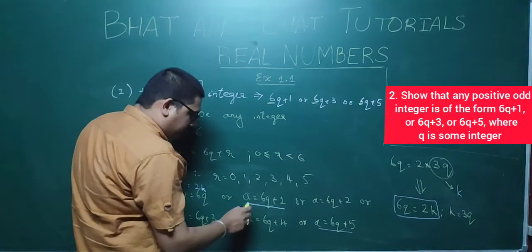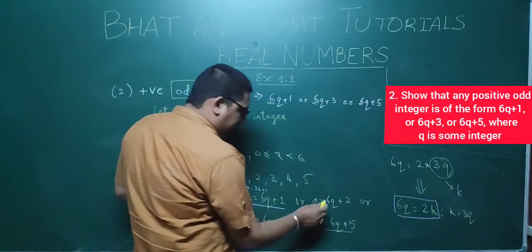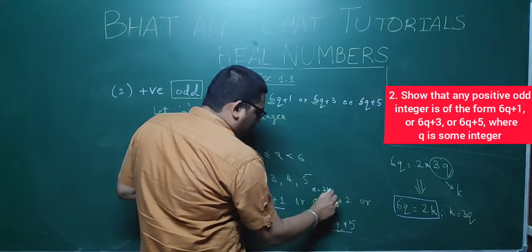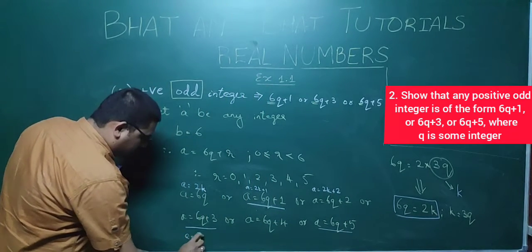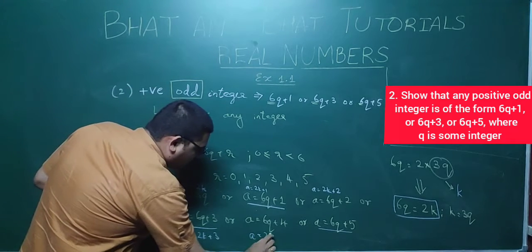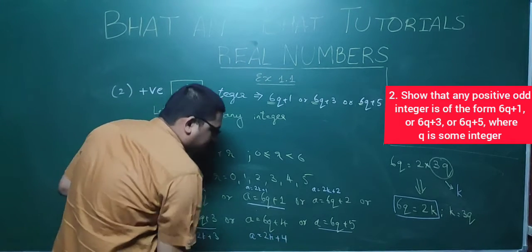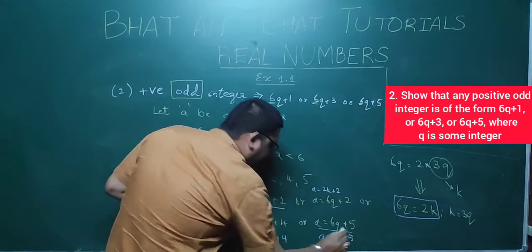So now my a has become 2k. Now here you observe a has become 2k plus 1. Here a has become 2k plus 2. Here a becomes 2k plus 3. Here a becomes 2k plus 4. Here a becomes 2k plus 5.